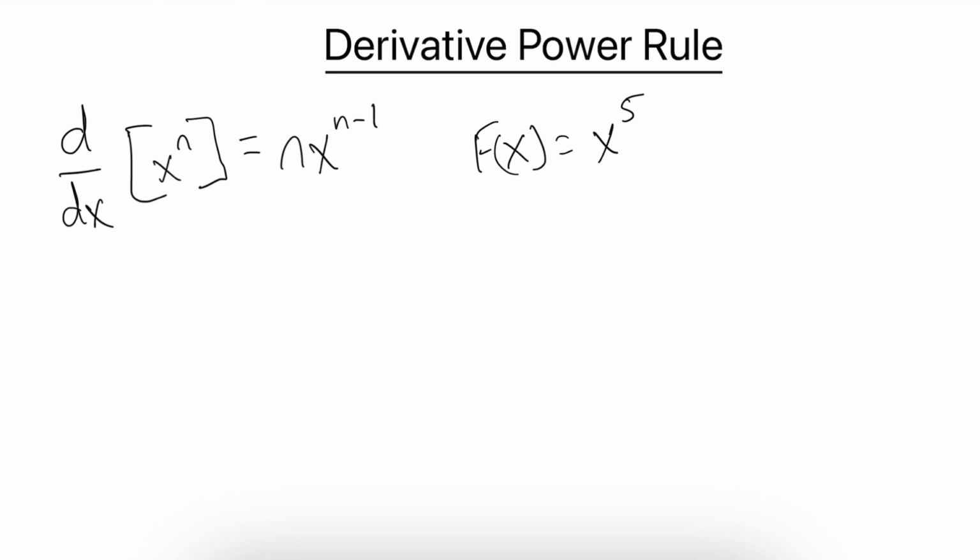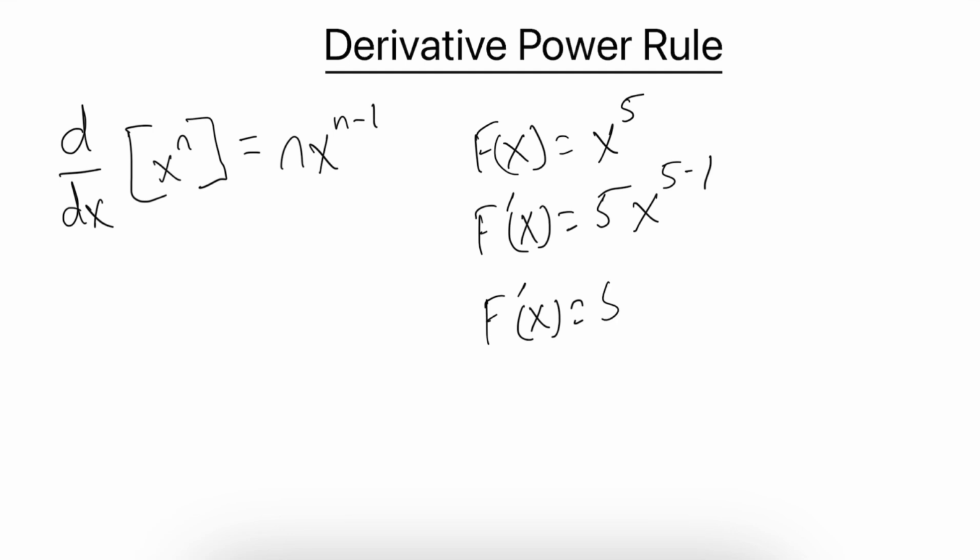So first we have f of x equals x to the power of 5. So f prime of x equals, now our n is going to be 5, 5x to the 5 minus 1. So f prime of x equals 5x to the power of 4.